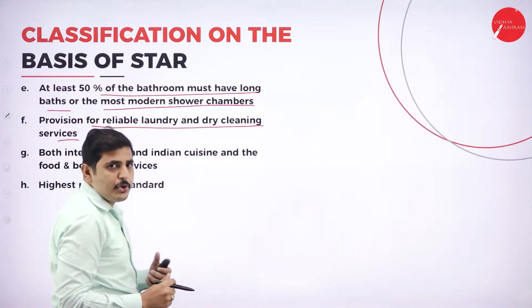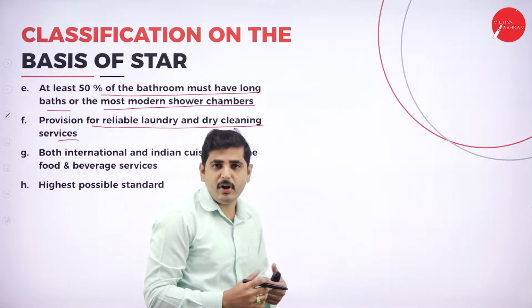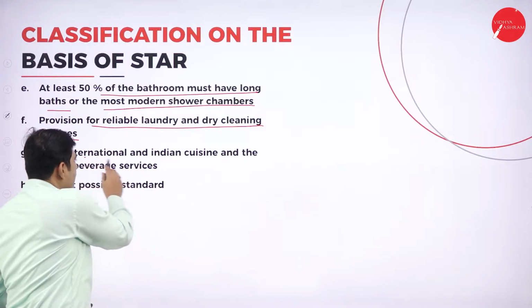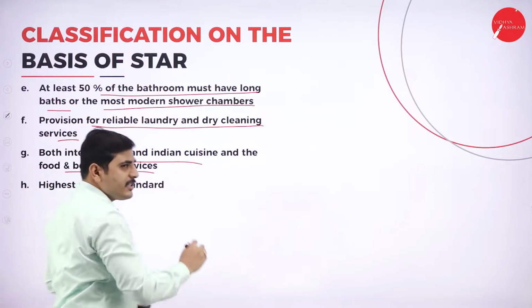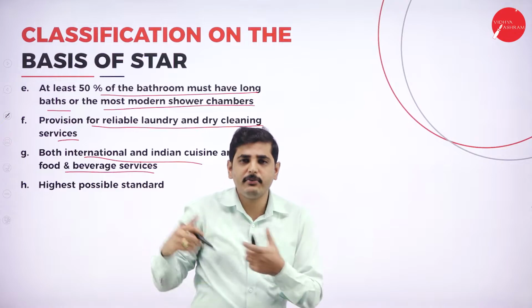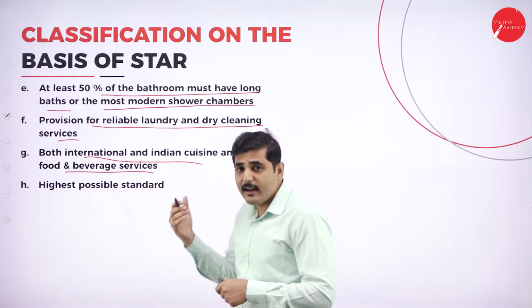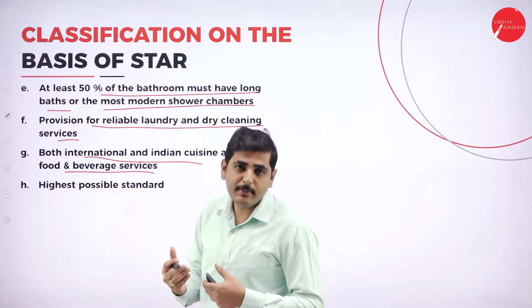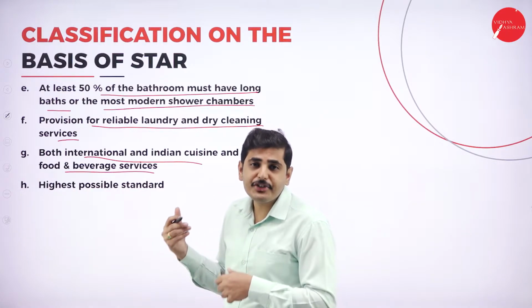So a 5-star hotel should have a provision for laundry and dry cleaning facilities. The next point is both international and Indian food and beverage service. If you go to a 5-star hotel, you can find international food and drinks, and Indian food and drinks should also be available, because that's why they are called international hotels.